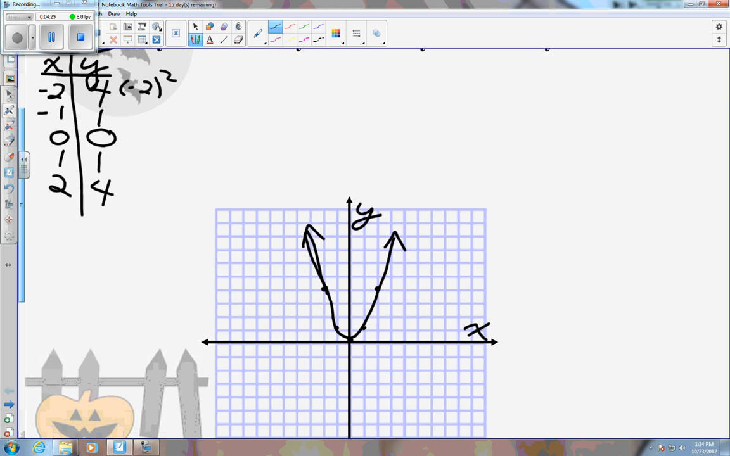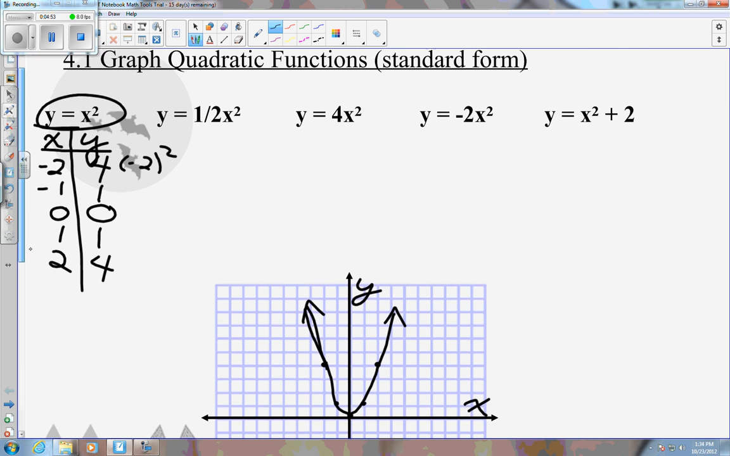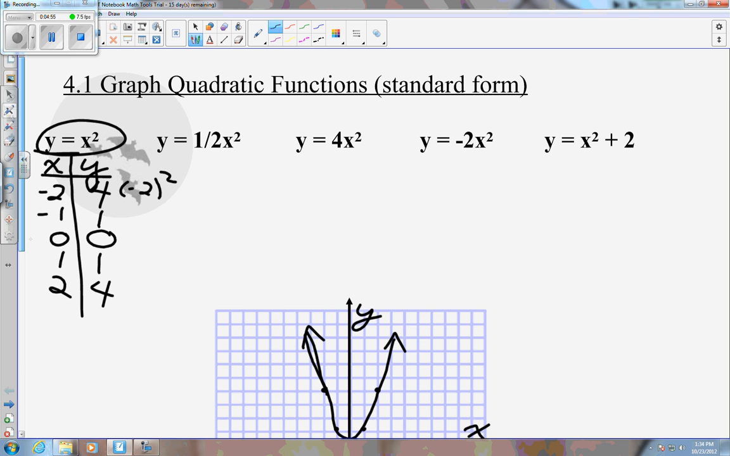You need to have the T-table here. You do not have to label all of the points. But the vertex we do. If the vertex is anything but the origin, you will need to label the vertex, okay? Do you have to label any other points? No. Okay. So that's what y equals x squared is.